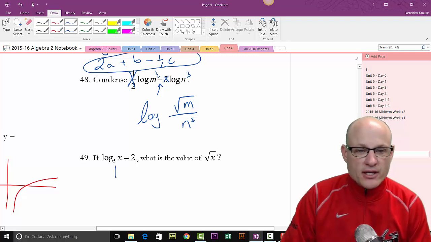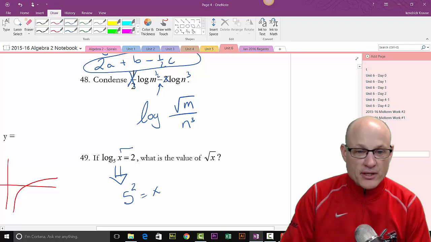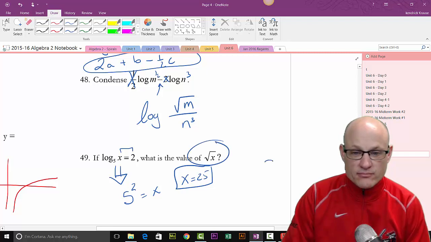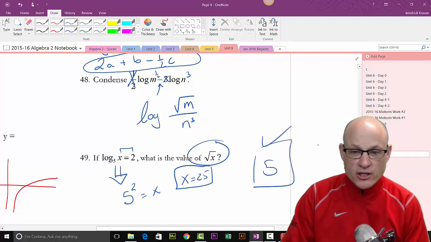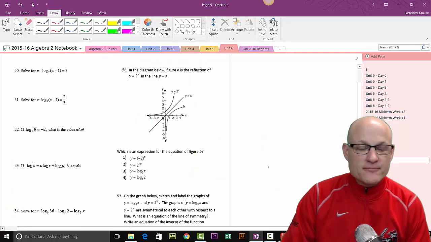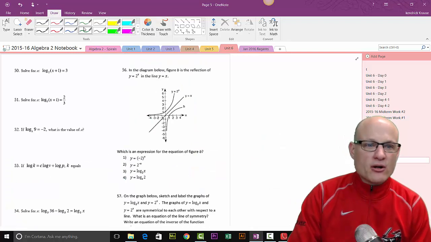So if I take this and I solve this for x, you change the base, you do 5 squared equals x, right? It's all about the base, and these two switch. So x is equal to 25. Okay, so what is the square root of x? 5. There's your answer. Ka-ching. Page 5. Don't worry, the problems get harder.